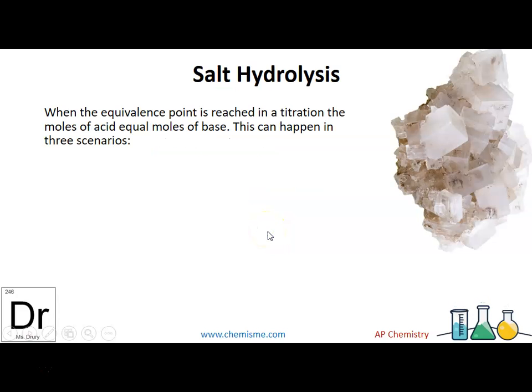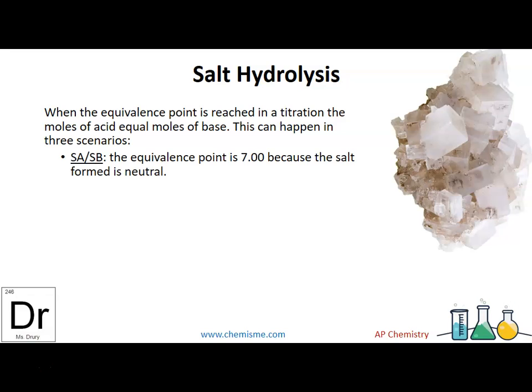Salt hydrolysis is something that comes up in some of the AP questions. When the equivalence point is reached in the titration, the moles of acid equal the moles of base, but there can be three different scenarios. Best case scenario, the strong acid and the strong base hit an equivalence point of 7, the salt that you made was neutral, and so you just say the pH is 7 and you're done.